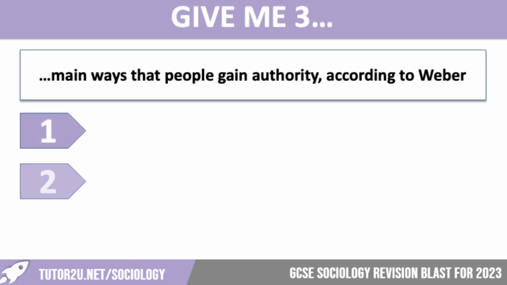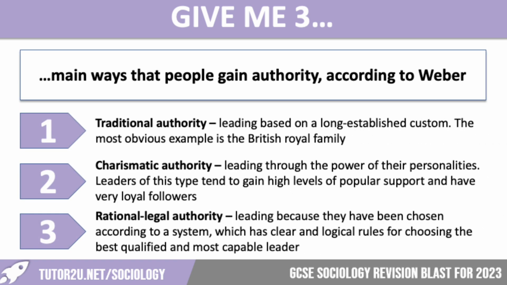So we have got our traditional authority based on a long established custom. So the most obvious example of this is the British royal family. And as I'm recording this revision blast, this is the day after the bank holiday that we have had for the coronation of King Charles. We've got charismatic authority leading through the power of their personalities. Leaders of this type tend to gain very high levels of popular support and have really loyal followers. So someone like Martin Luther King would be a really good example of that.